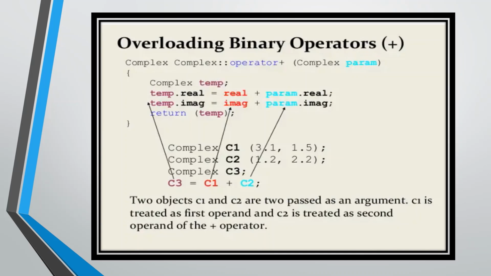That is, C3 is equal to C1 plus C2. So the two objects C1 and C2 are passed as arguments. C1 is treated as the first operand and C2 is treated as the second operand of the plus operator, and it is nothing but the concept of operator overloading for binary operators.